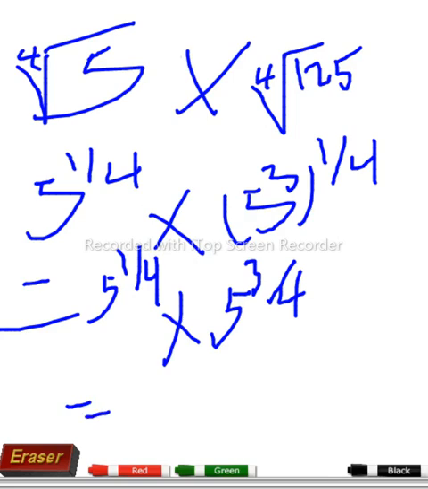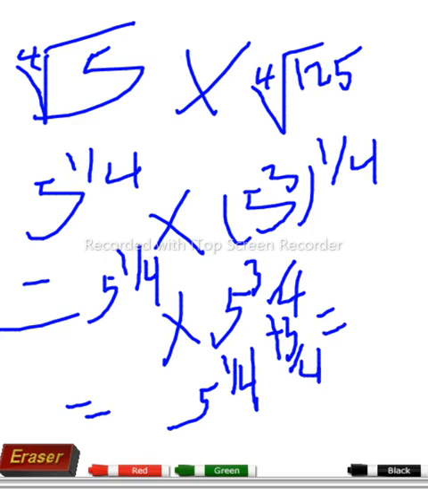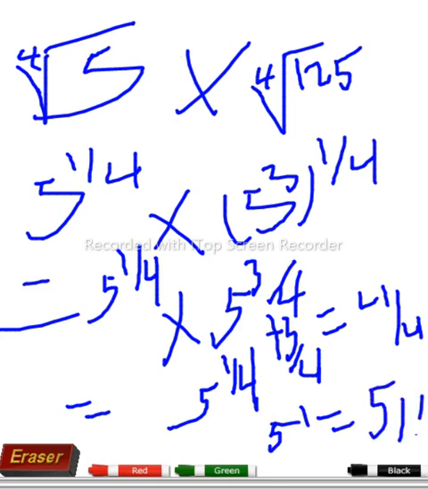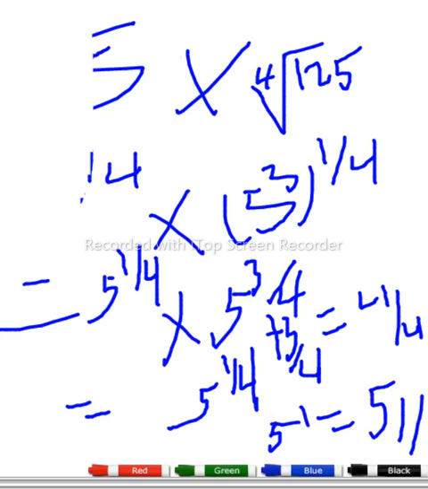So finally we can take this 5 because they have the same base. We can add the exponents: 1 over 4 plus 3 over 4, which is equal to 4 over 4. 4 over 4 means 1, so 5 to the power of 1 is equal to 5. So we can do this answer in two ways.